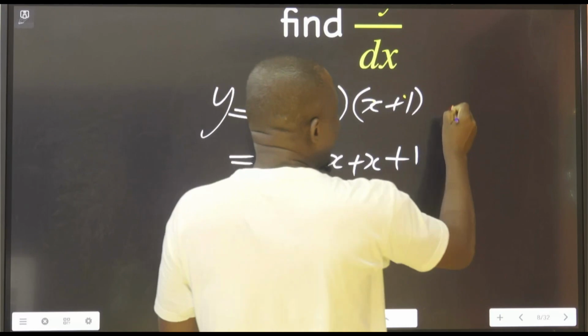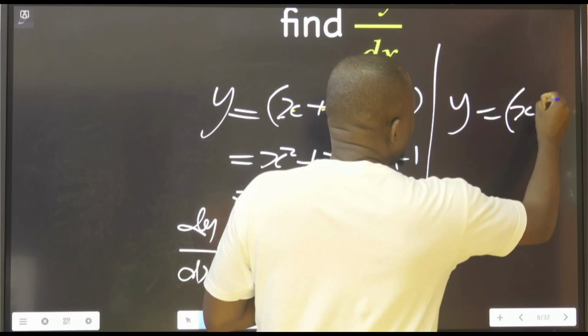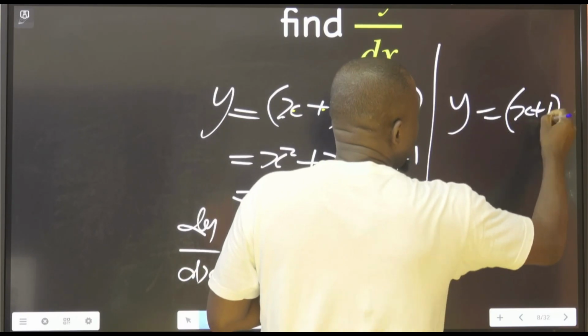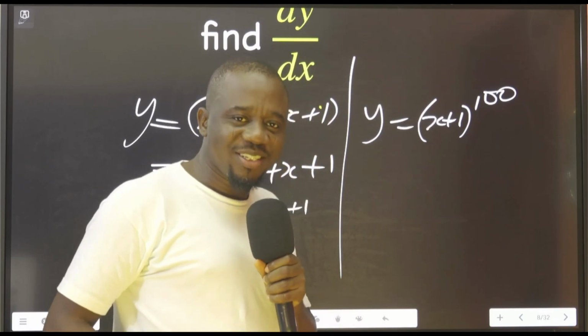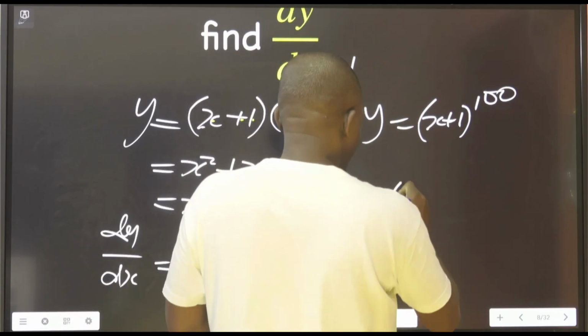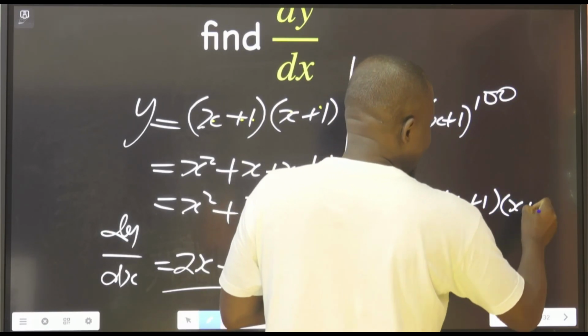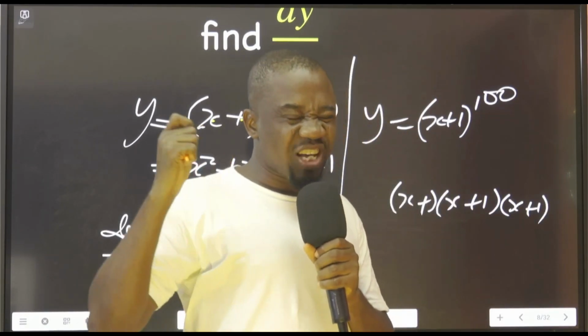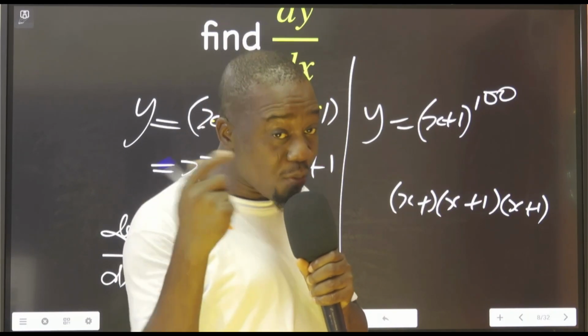If I give you y equals s plus 1 raised to power 100, how are you going to do it? You have to expand it like this in 100 places. You are joking. You are simply joking. That is when chain rule comes in.